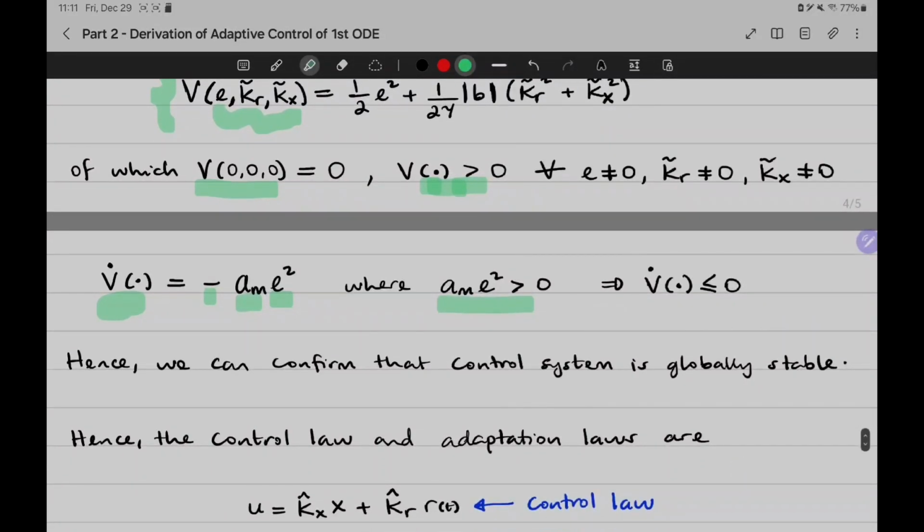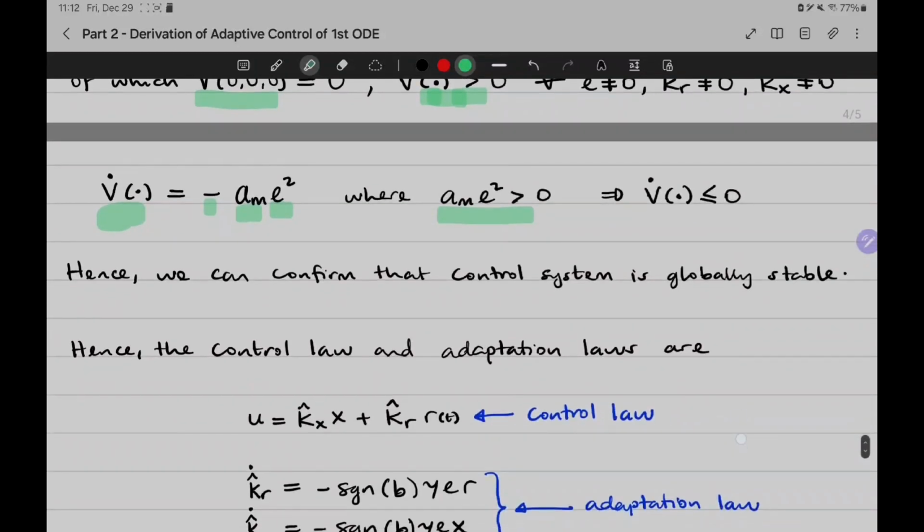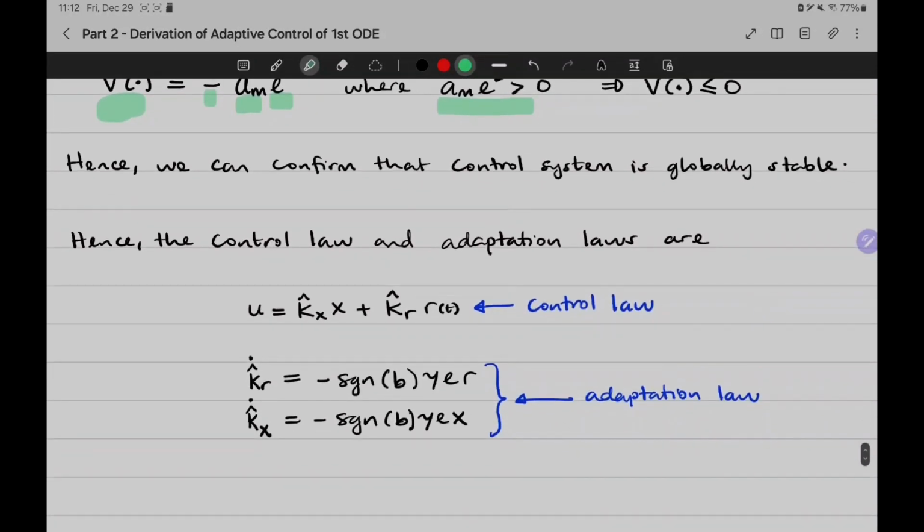It's globally stable because we don't have any restrictions on the control space in some sense. And so in the end, we determined what the control law is and what the adaptation law is. Now, in part 3 of the video series, we will go over briefly solving a first order system, and also programming it in MATLAB in part 4.